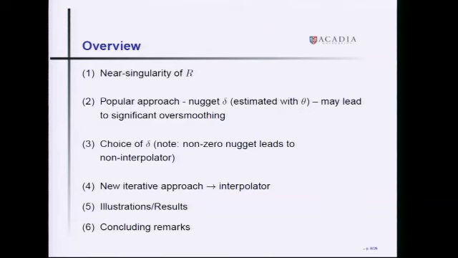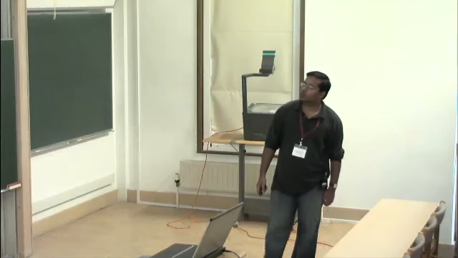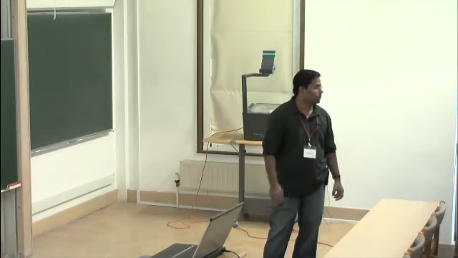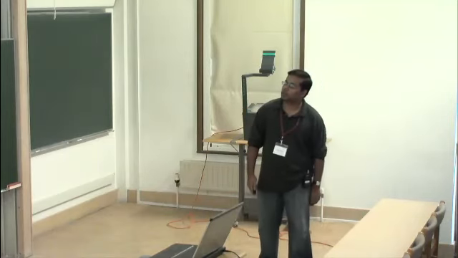And then we will talk about the popular approach that probably a lot of us use to overcome this problem of near singularity, that is just using a small nugget. Sometimes we estimate the nugget with other parameters by using, say, maximum likelihood, or we throw a prior on it, and then we go ahead and solve whatever bigger problem we are trying to solve.